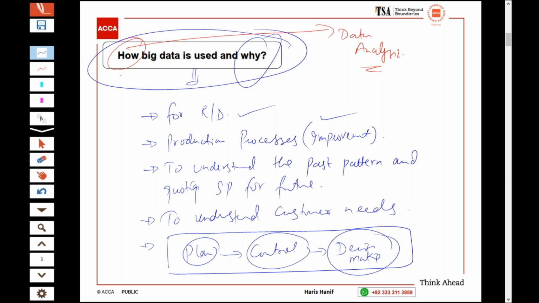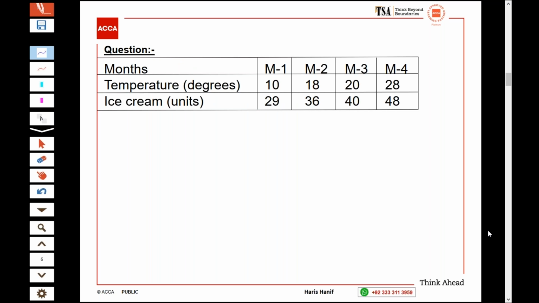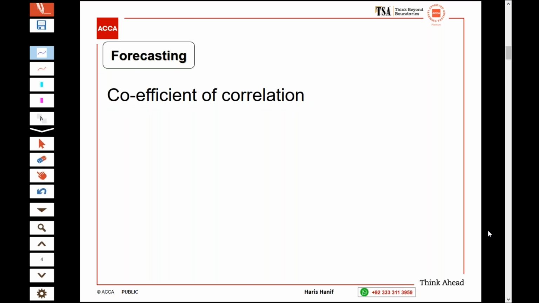Okay, so that was the big data analysis. Now there is another thing, which is the coefficient of correlation. Now students, please focus here. Coefficient of correlation. This is a forecasting technique.